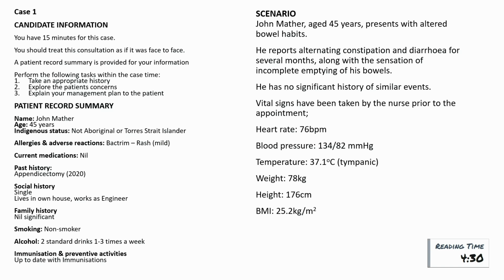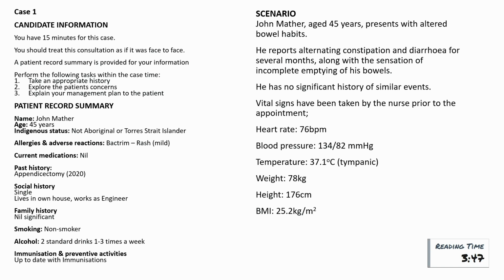Patient record summary. Name: John Mather. Age: 45 years. Indigenous status: not Aboriginal or Torres Strait Islander. Allergies and adverse reactions: Bactrim, rash, mild. Current medications: nil. Past history: appendectomy in 2020. Social history: single, living in own house, working as an engineer. Family history is not significant. He is not a smoker. He drinks 2 standard drinks of alcohol 1 to 3 times per week. His immunisations and preventative activities are up to date.